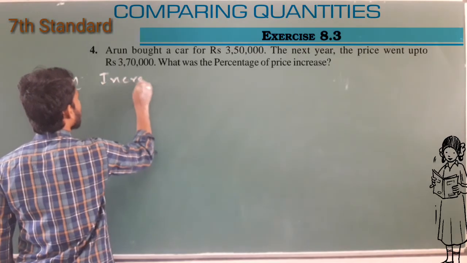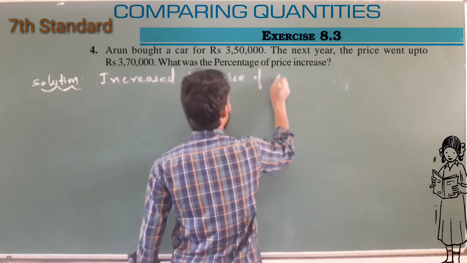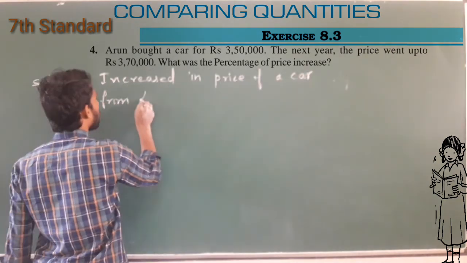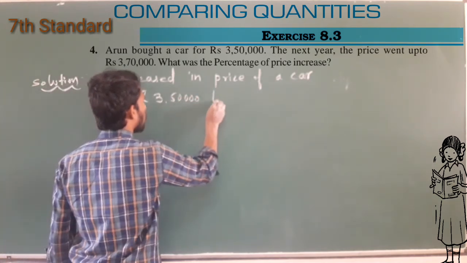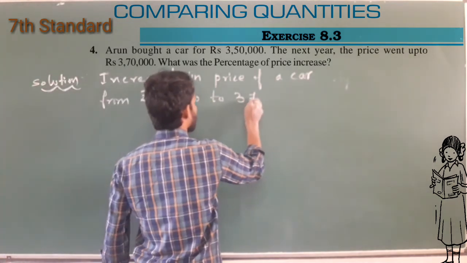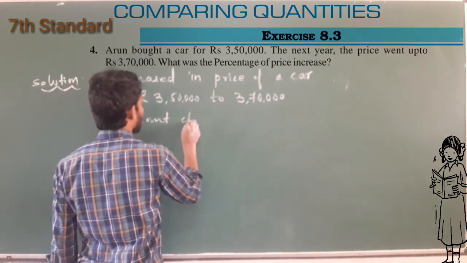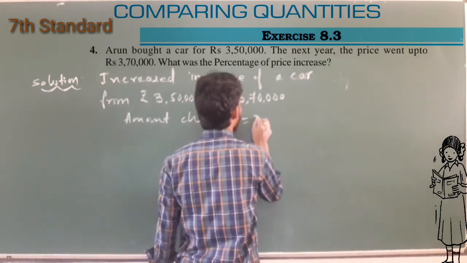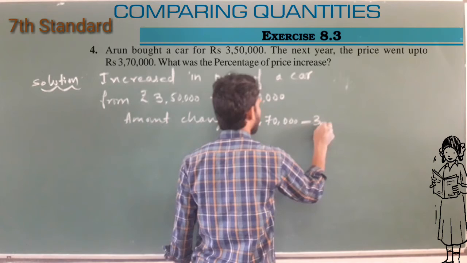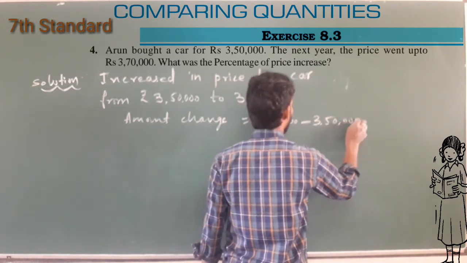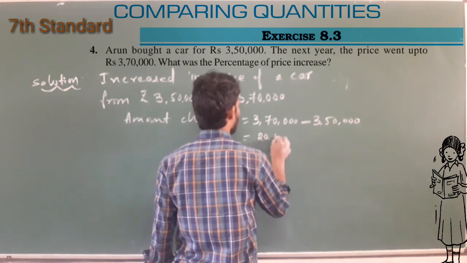Increase in price of a car from 3 lakh 50,000 to 3 lakh 70,000. Amount of change is 3 lakh 70,000 minus 3 lakh 50,000. Now when we do the subtraction, we get 20,000.